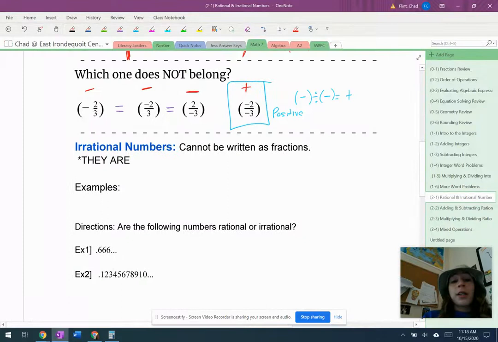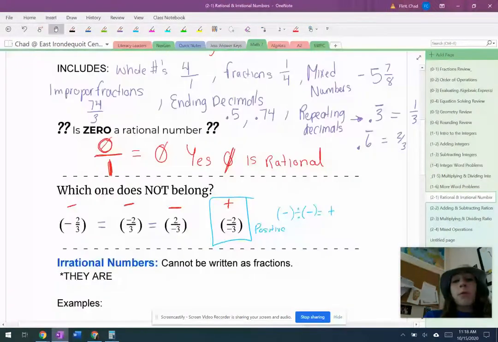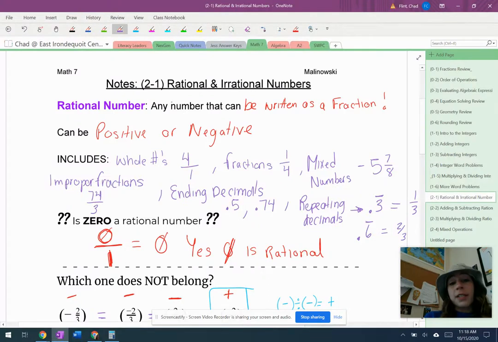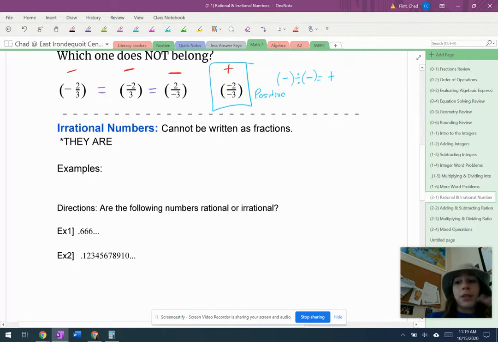Okay, now let's check out our definition for irrational numbers. Remember, the definition of a rational number is any number that can be written as a fraction. So rational numbers make sense. Irrational numbers are the opposite of rational. So if rationals are fractions, irrationals cannot be written as fractions.